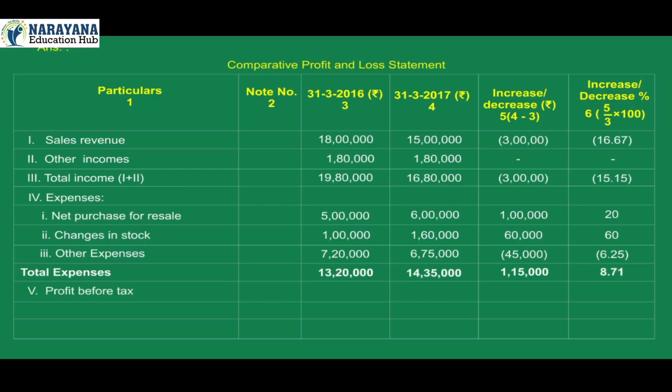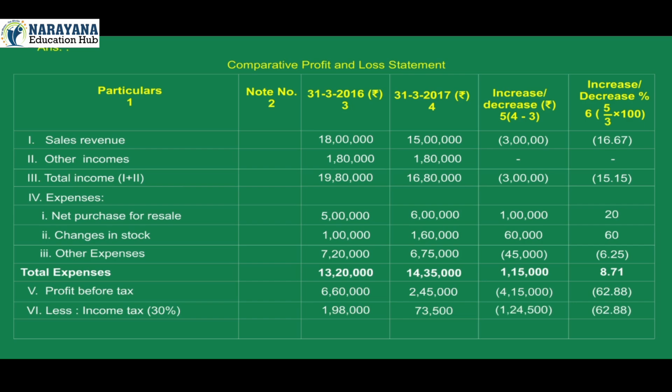5. Profit before tax 6 lakh 60,000, 2 lakh 45,000, 4 lakh 15,000, 62.88%. 6. Less income tax 30%, 1 lakh 98,000, 73,500, 1 lakh 24,500, 62.88%. 7. Profit after tax 4 lakh 62,000, 1 lakh 71,500, 2 lakh 90,500, 62.88%.